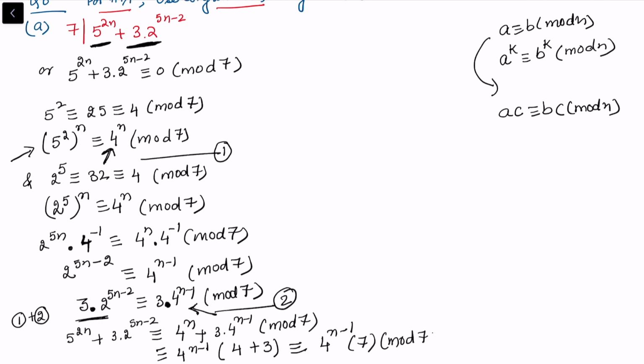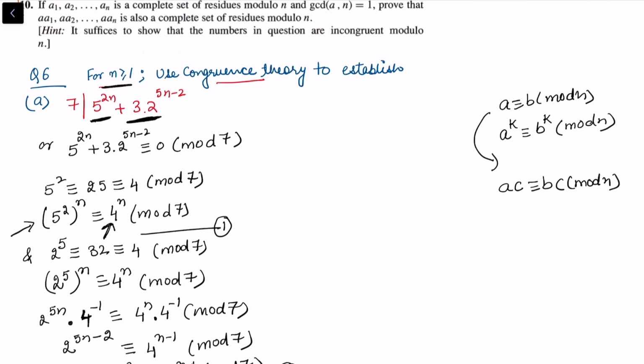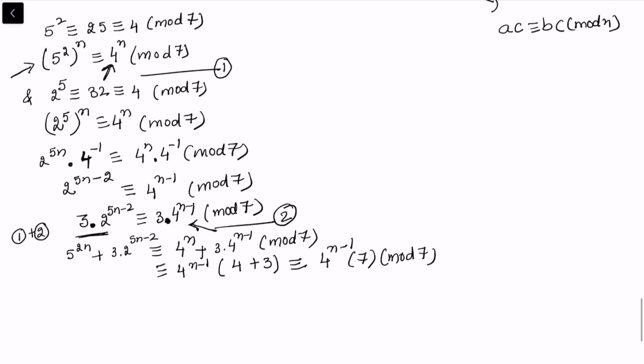Once this becomes a multiple of 7, and we have already noticed that n is greater than or equal to 1, which means even if n is equal to 1, this term 4 to the power 0 will become 1 into 7. So this is congruent to 0 mod 7. This is a multiple of 7, and hence this is congruent to 0.